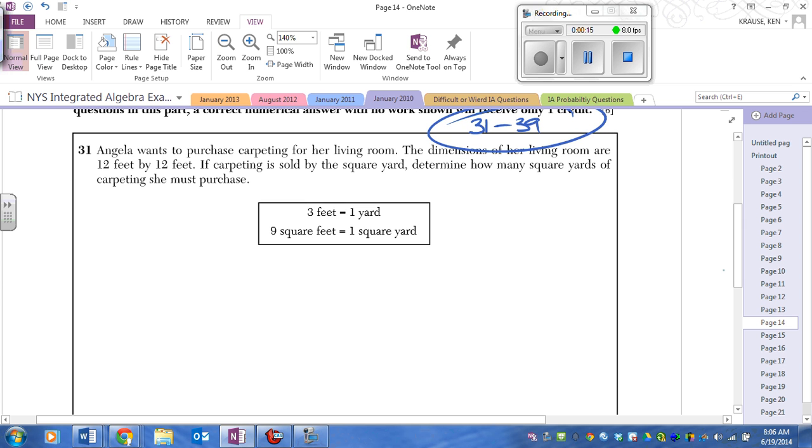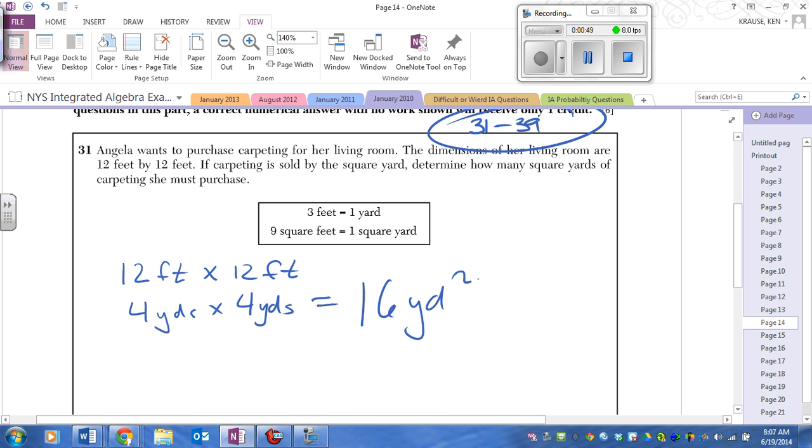The dimensions of a living room are 12 feet by 12 feet. Determine how many square yards of carpeting she must buy. So it's 12 feet by 12 feet. There's a couple of different ways of doing this one. Well, that's 4 yards by 4 yards. So I'm going to need 16 square yards. So the answer is 16. Pretty sure. I hope so.